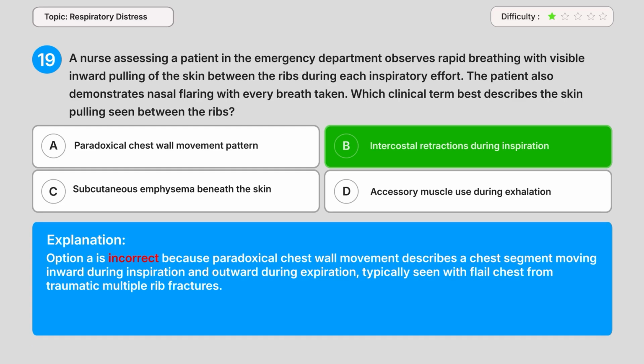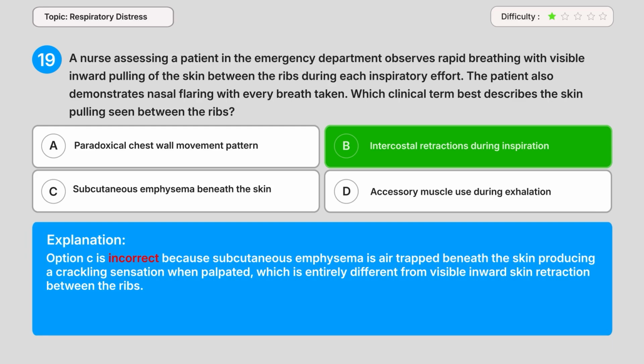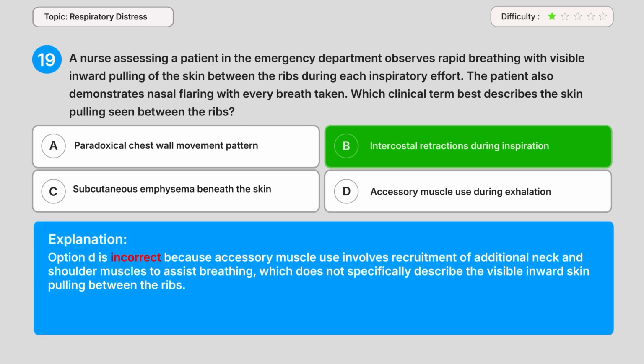Option A is incorrect because paradoxical chest wall movement describes a chest segment moving inward during inspiration and outward during expiration, typically seen with flail chest from traumatic multiple rib fractures. Option C is incorrect because subcutaneous emphysema is air trapped beneath the skin, producing a crackling sensation when palpated, which is entirely different from visible inward skin retraction between the ribs. Option D is incorrect because accessory muscle use involves recruitment of additional neck and shoulder muscles to assist breathing, which does not specifically describe the visible inward skin pulling between the ribs.